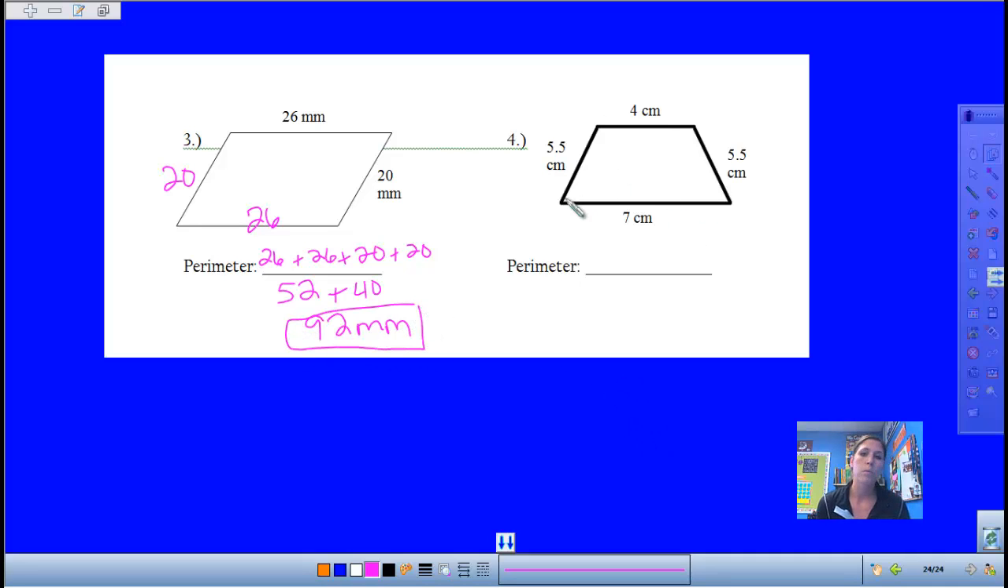On the trapezoid, again, we're just going to add up that distance around. So I'm going to go 5.5 plus 5.5. Oh, this is not 5.5, is it? I did 5 plus 5. 5.5 plus 5.5 plus 4 plus 7. 5.5 plus 5.5 would be 11. Plus 4 and 7 is 11 for a total of 22 centimeters for a perimeter.